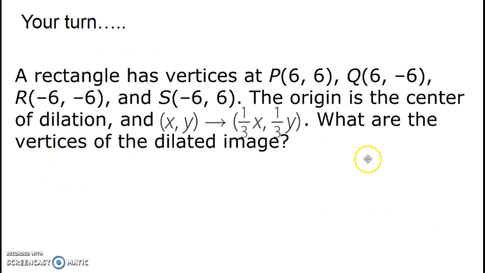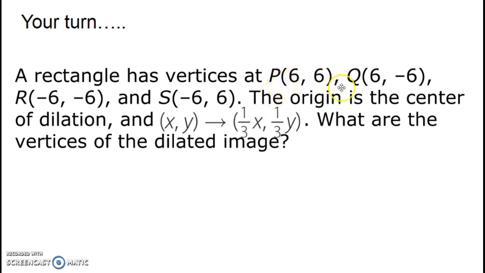Now that you know how to do the math, we don't even have to draw a picture of it, but you can if you want to check it. This one says rectangle has vertices P, Q, R, and S. The origin is the center of dilation, and (x, y) goes to (1/3 x, 1/3 y). So we know what the vertices of the dilated image are. In this question, they didn't write out your exact scale factor, but you know what the scale factor is from this algebraic representation.